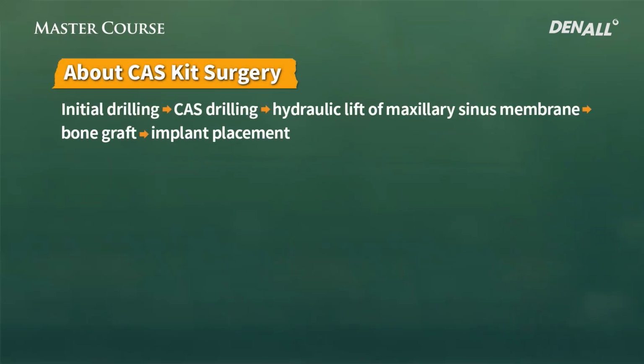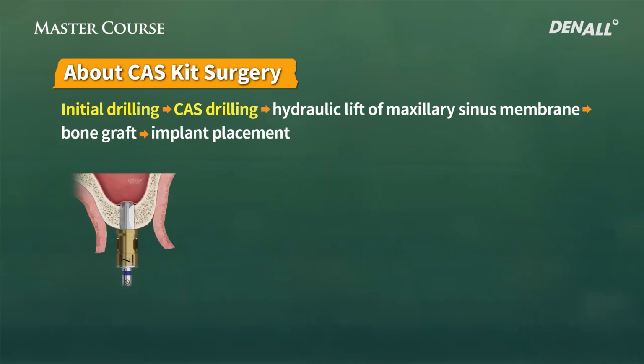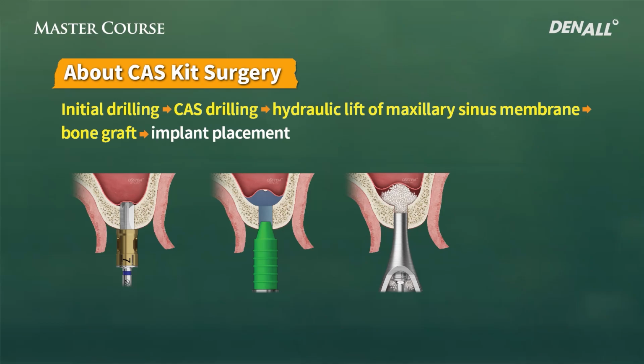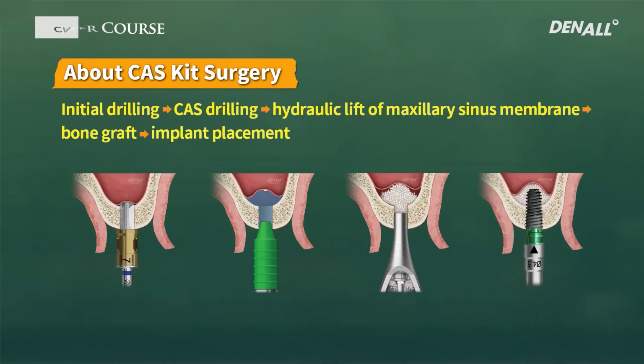This is how to use the CAS kit for surgery. Initial drilling is done, CAS drilling is done. After that, using this, you check whether the sinus floor is fully penetrated. You check the sinus membrane. Hydro lift is done, bone graft, and the implant is then placed.